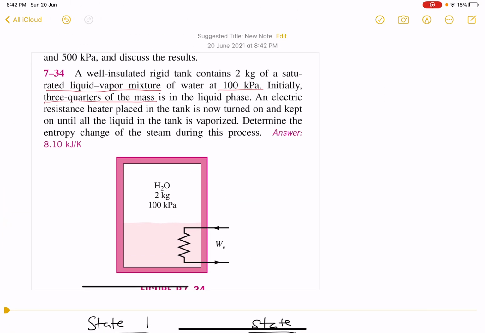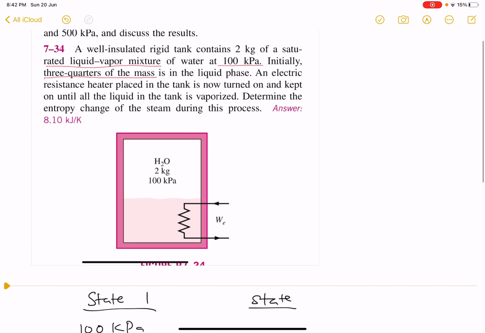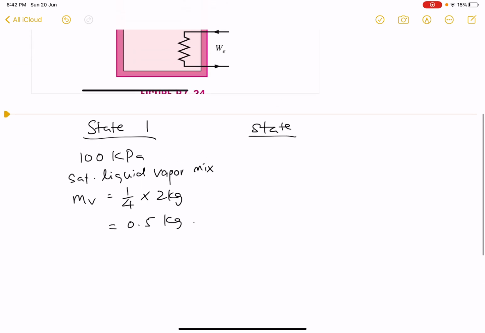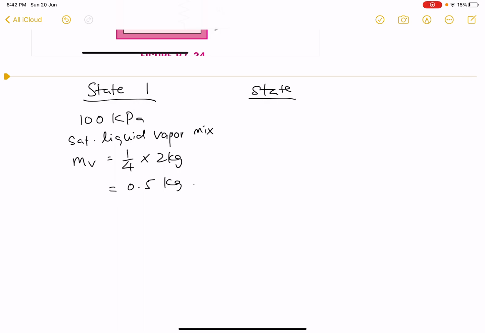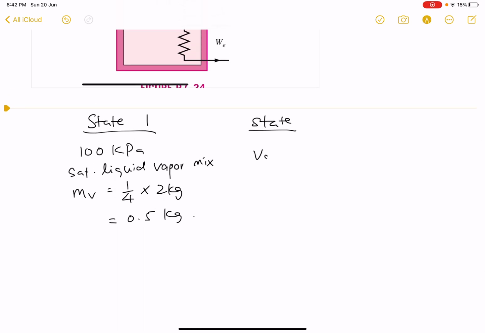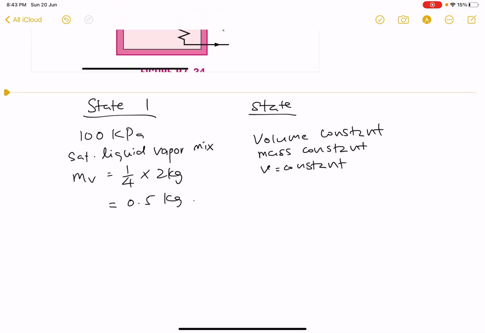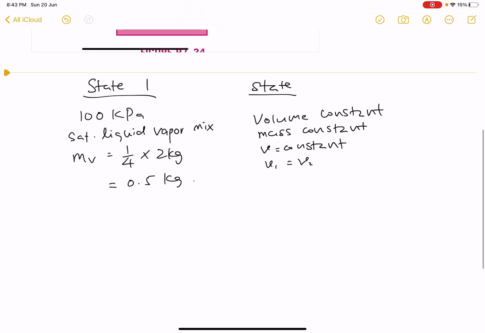So the second state is after the electric resistor heating. We know that for a well-insulated rigid tank, the volume is constant. Since it is a closed system, the mass is constant, therefore the specific volume is constant. So specific volume 1 is equal to specific volume 2.